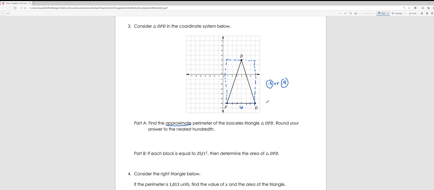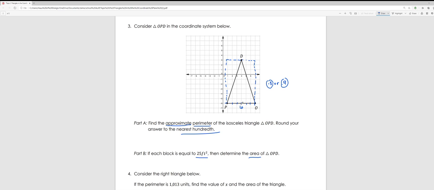Okay, so here, find the approximate perimeter. That means you need to find everything around. Round your answers to the nearest hundredth. Okay, very important: 2 decimal spaces. And then it says if each block is equal to 25 square feet, then determine the area. So we need to find the area.